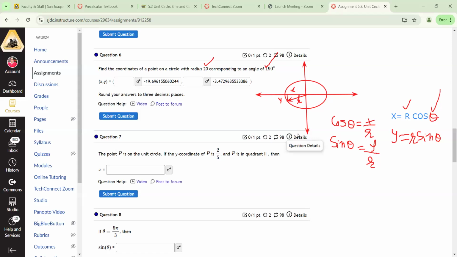Number 7 says point P is on the unit circle. If the y coordinate of the point is 2/5 and P is in quadrant 2, then find the x coordinate. Okay, so we draw here again.